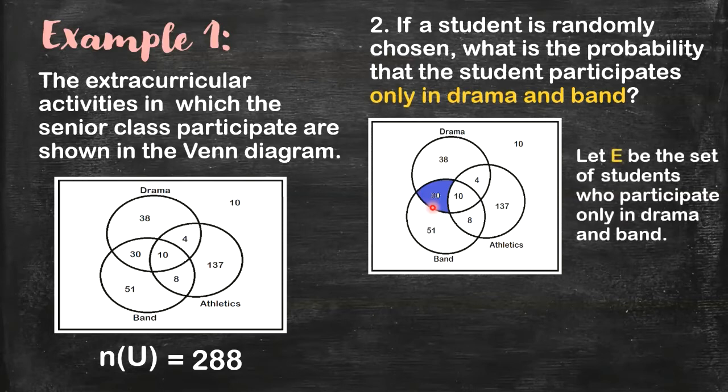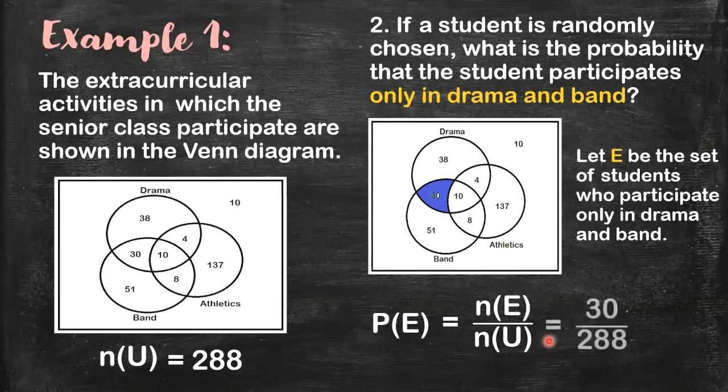Okay? So, we let E, okay, be this set. Okay? Ano yung set na yon? E is the set of students who participate only in drama and band. So, bakit kailangan pangalanan ko? Para ganito ko isulat yung probability. Okay? We want to get the probability of E. Okay? So, how do we get again the probability? We count the number of elements in E and then divide it by 288. Okay? The total number of elements involved. So, it is equal to 30 over 288.